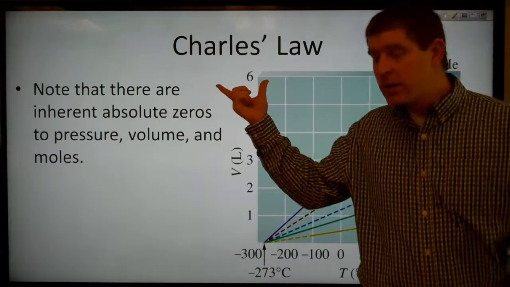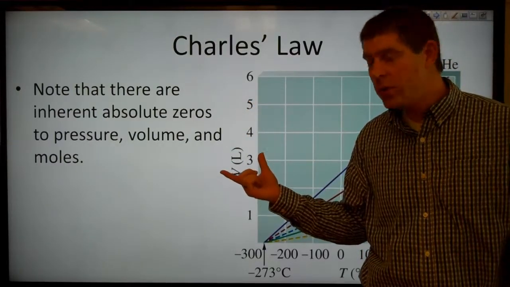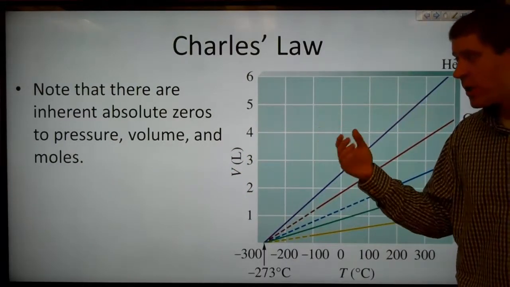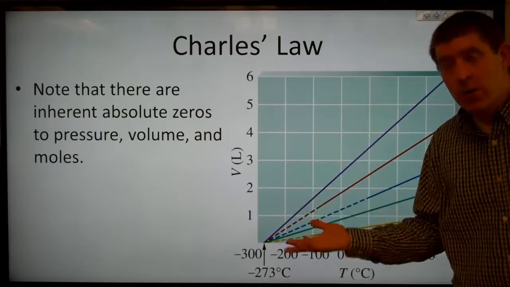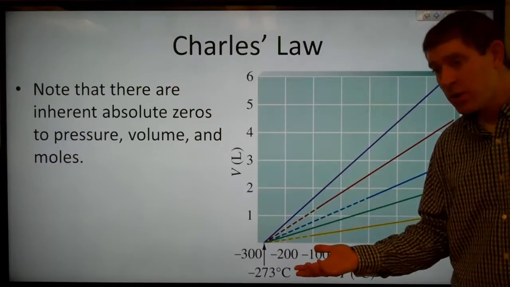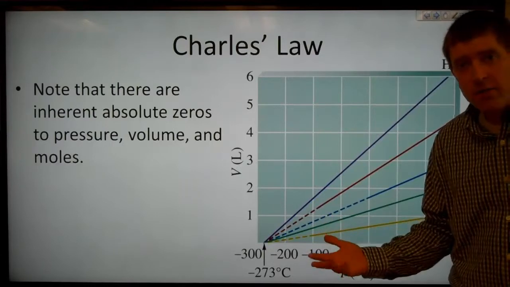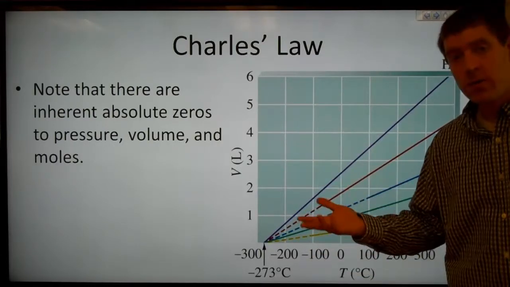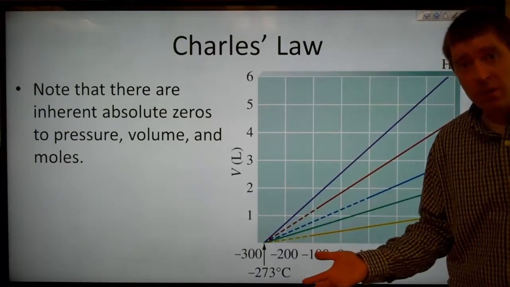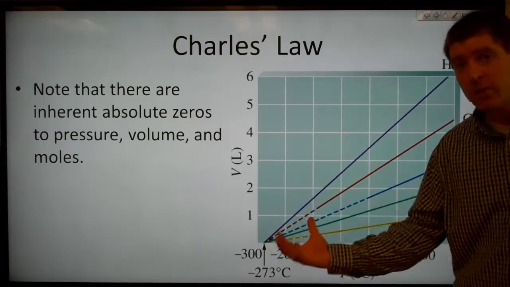So remember, note that there are inherent absolute zeros to pressure, volume, and moles. We can't get below 0 pressure. We can't get below no force being applied. We can't get below 0 volume. It doesn't make sense to have a negative volume. We can't get below 0 numbers of moles. We can't have a negative number of moles of something. We either have none of it or some positive number. So like that, temperature is the same. Temperature has an absolute zero to it.